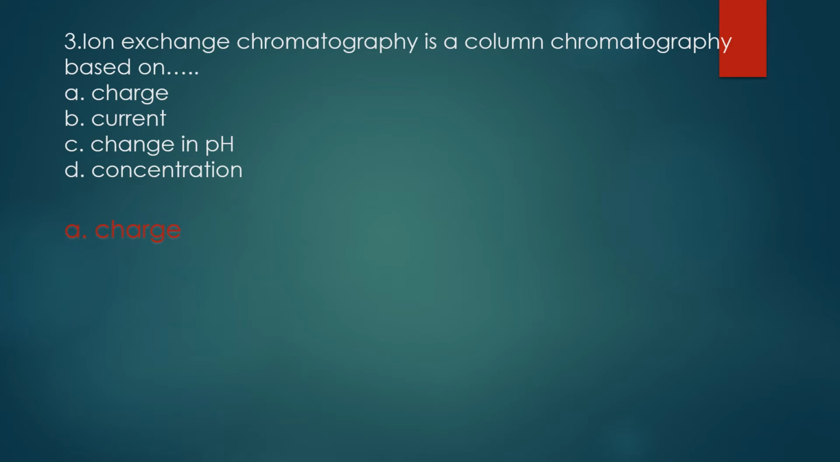The stationary phase is usually an ion exchange resin that carries charged functional groups, which interact with oppositely charged groups of the compound to be retained. It is used to separate charged compounds including amino acids, peptides, and proteins.